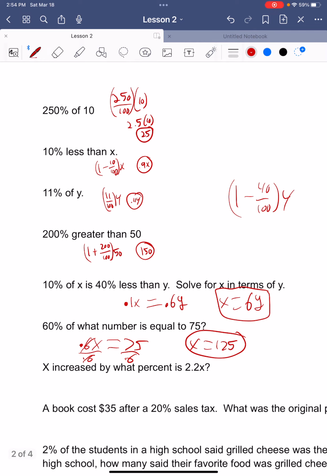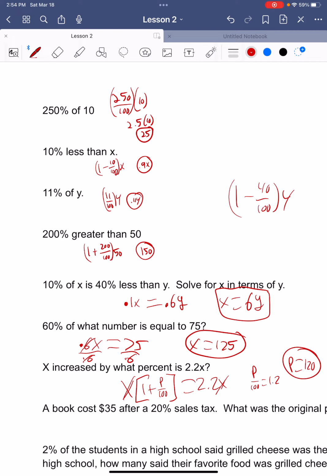X increased by what percent is 2.2x? So now we know that a number increased by a percent, in this case x increased by a percent, I'm going to label that percent p, is x times 1 plus percent over 100. And we know that's equal to 2.2x. So we could divide both sides by x. Then we get 1 plus p over 100 equals 2.2. Then we could subtract 1, so p over 100 equals 1.2. And then multiply by 100, so p equals 120.